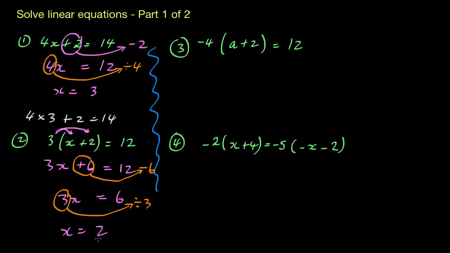If you want to test to see if this is correct, we take our 2 value and we put it where the x is. So we've got 2 plus 2 is 4 inside the brackets. 3 times 4 is 12. So we know that x equals 2 is the answer.